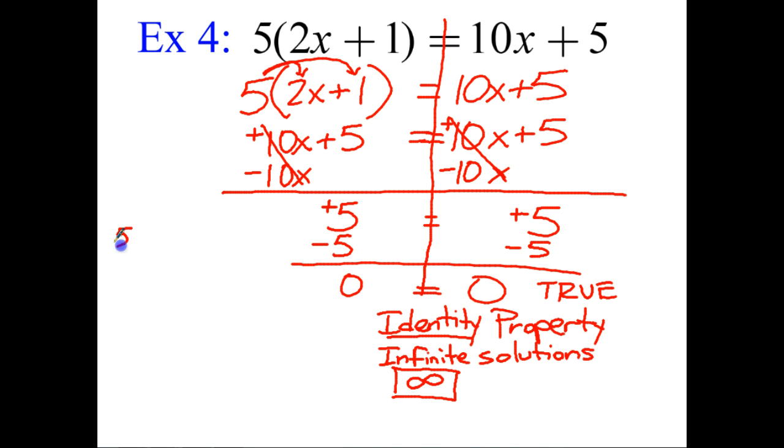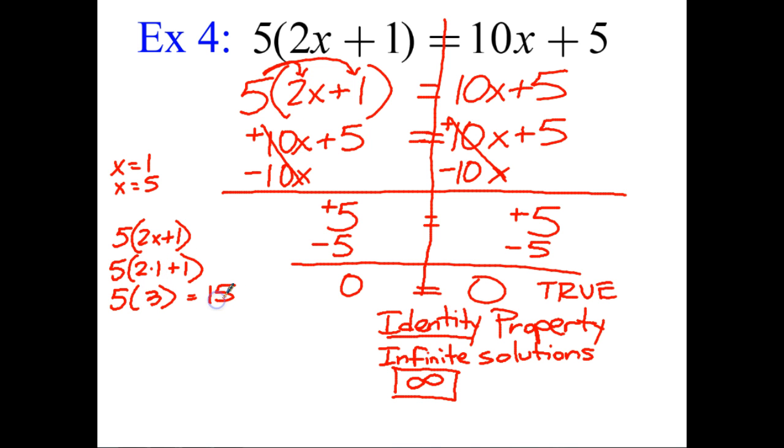So we have 5 times 2x plus 1. And what we'll do is pick two different numbers and see if it works. We'll do x is 1 and x is 5. So we'll do 5 times 2 times 1 plus 1. So that's going to be 5 times, well, 2 plus 1 is 3, and that's equal to 15.